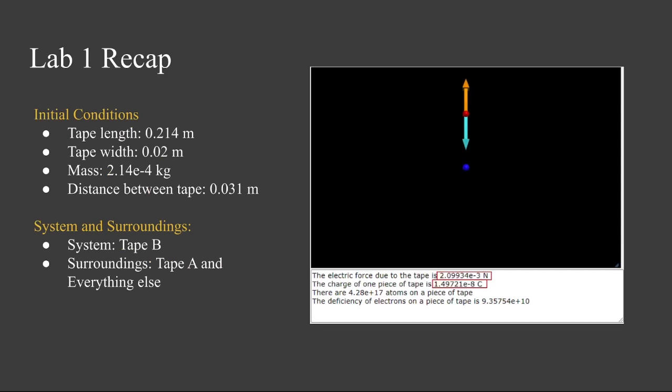This lab builds off of lab 1, so it is important to review what we discovered in that portion. In lab 1, we found the initial conditions to be: tape length equals 0.214 meters, tape width 0.02 meters, mass 2.14e-4 kilograms, and the distance between the two tapes when repelled 0.031 meters. The system was found to be tape B, while the surroundings were tape A and everything else around it, including the Earth's gravity. The main lab results we found in lab 1 were an electric force of 2.099e-3 newtons, and a charge of one piece of tape of about 1.497e-8 coulombs.